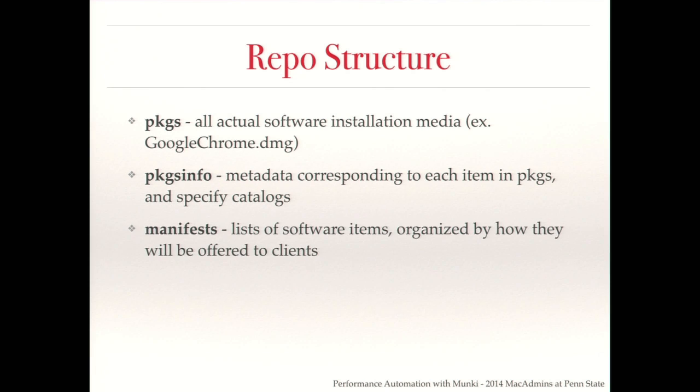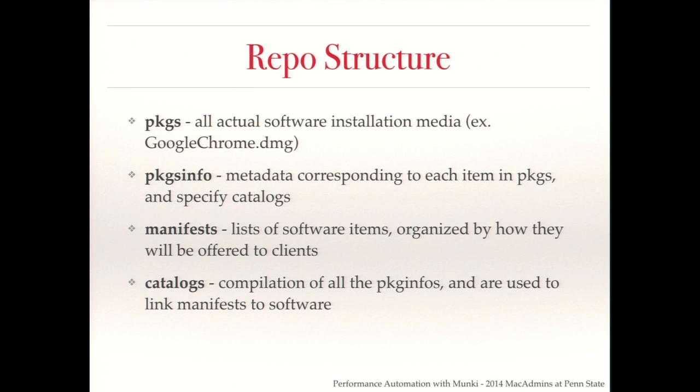Manifest. This is a list of software items organized by how they will be offered to clients. You can be as broad or as specific as you want. In the College of Education, we have a secure and wireless catalog, so we can differentiate between secure and wireless clients, but then we also have manifests for each machine, so that we can actually go down to the machine level. Because with faculty, no machine's created equal. Everybody has their own set of software, and it allows us to start with that base image, but then add that additional software that that person may need.